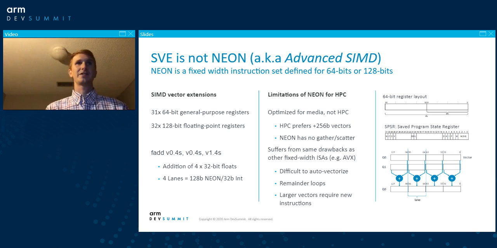And I want to emphasize again that SVE is not Neon. It's a different instruction set architecture completely. It is vector length agnostic. Neon is a fixed width architecture. And SVE is really optimized for HPC, not for media. It supports wider vectors than Neon, and it also provides new instructions such as gather load and scatter store that allow you to vectorize very complex codes more effectively.